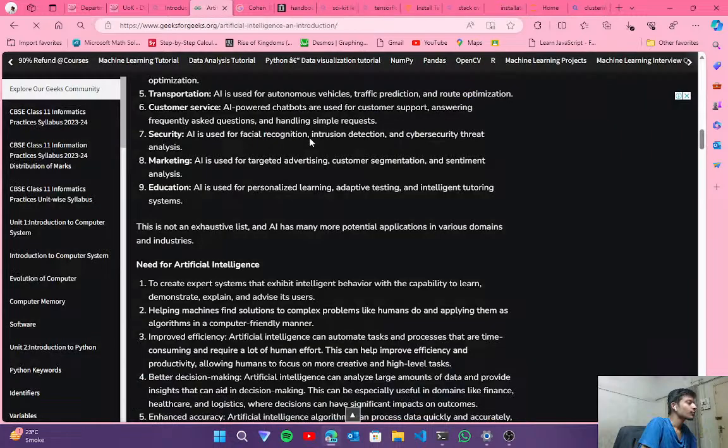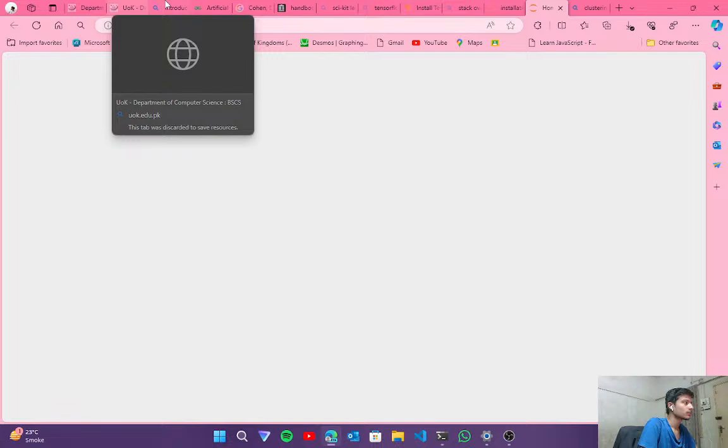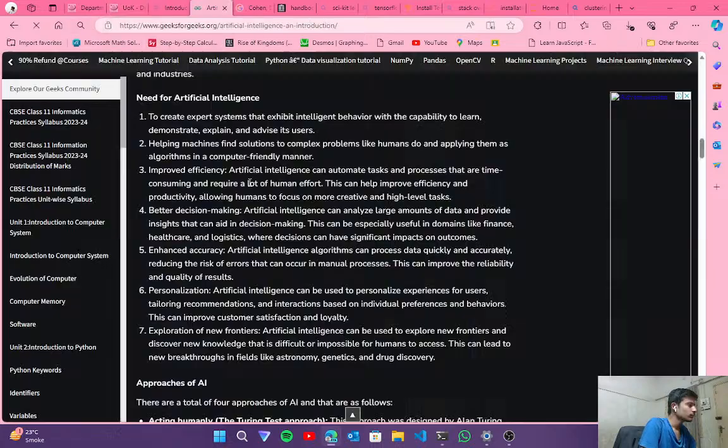So what we are doing is need of artificial intelligence to create expert systems and exhibit intelligent behavior with the capability to learn, demonstrate, explain, and advise its users. Help machines find solutions to complex problems like humans do and apply them as algorithms in a computer-friendly manner. Improved efficiency. Artificial intelligence can automate tasks and processes that are time-consuming and require a lot of human effort. This can help improve efficiency and productivity, allowing humans to focus on more creative and high-level tasks.